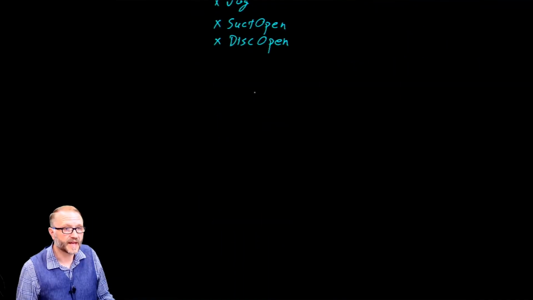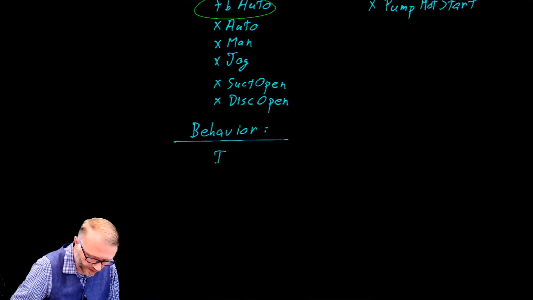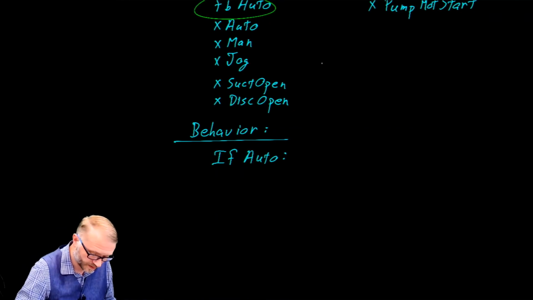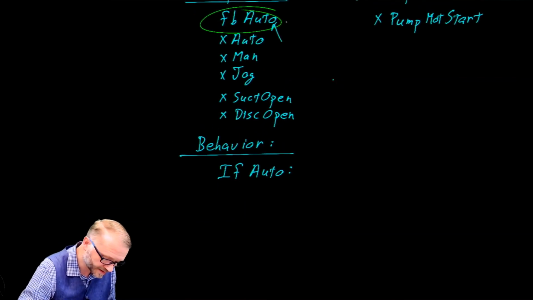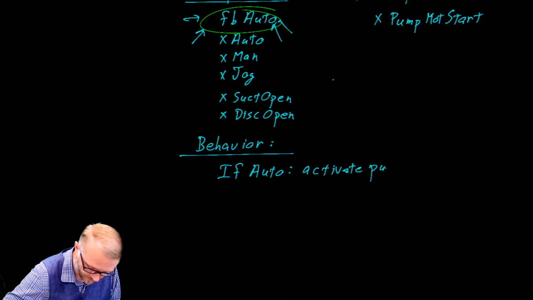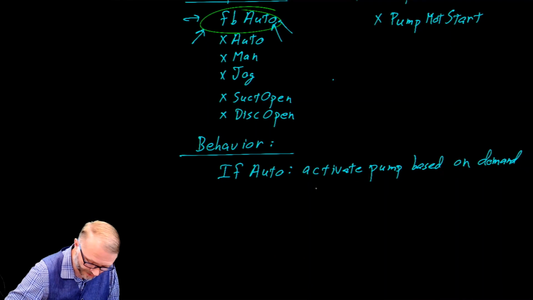Let's capture the behavior of our system. If we are in auto mode, we shall activate the motor starter whenever the function block demands. Again, that's up here. It's a little bit of magic happening for us, but whenever that block needs the pump to run, it will run. That is, assuming both the suction and discharge valves are open.